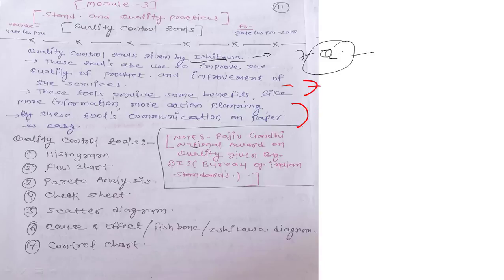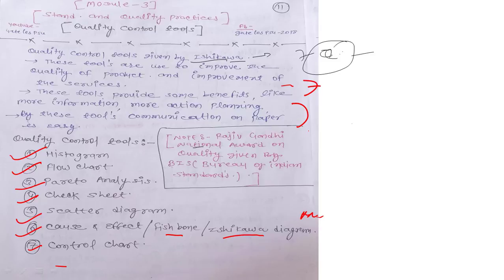By name, what are Ishikawa's 7 quality control tools? First is the histogram, then flow chart, Pareto analysis, check sheet, scatter diagram, cause and effect diagram, also called the fishbone diagram or Ishikawa diagram. This is the important one. Seventh and last is control charts. These are the 7 methods given by Ishikawa to control our quality, and this is the primary set. Every company working on quality and making quality products definitely finds all 7 tools important.